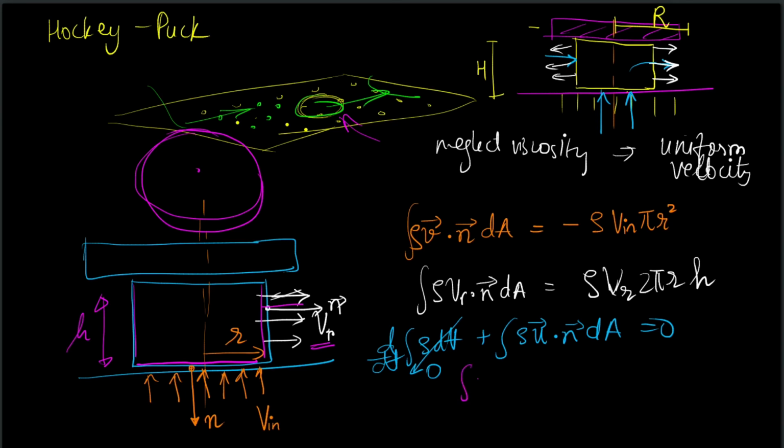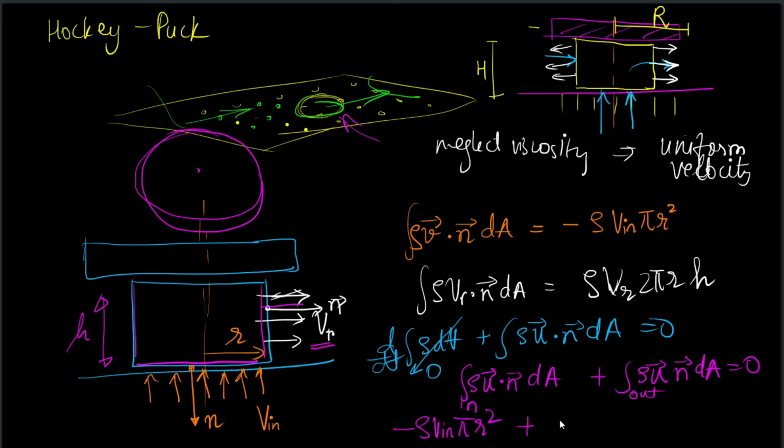So it is integral rho u dot n dA for the incoming surface plus integral rho u dot n dA for the outgoing surface. This is equal to 0, meaning minus rho v in pi r square plus rho vr into 2 pi r h is equal to 0. And finally, rho cancels out, pi cancels out, one of the r's cancels out. So V radial effectively comes out to be minus V inlet R upon 2H.